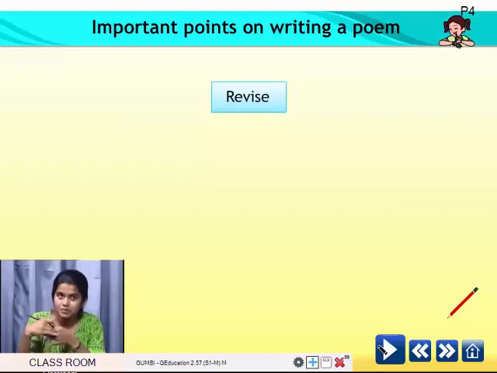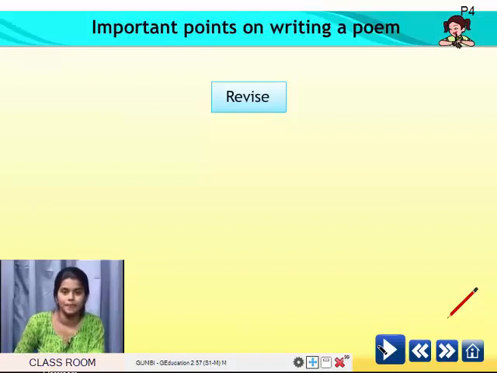Revise. What to revise? Revise the poem which you have written. Okay? Then you may get some new ideas. Students, remember, not only for poems. If you write a paragraph or a letter, or an essay also, then you must revise it once. That means you have to go through it once again. Because if you have made any mistake or if some corrections are needed, then you can correct them. So while writing a poem also, you have to revise it once.